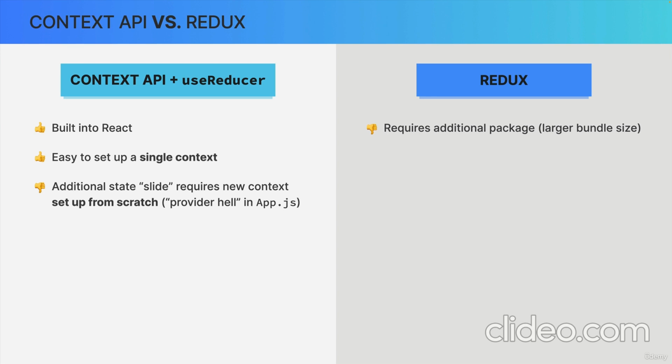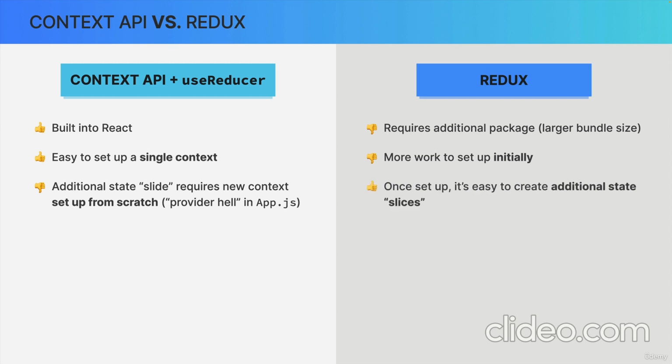And this can lead to something that we call provider hell, where you end up with many context providers in your main app component. On the other hand, Redux requires a bit more work to do the initial setup, but once that is done, it's quite straightforward to add additional state slices. All you need to do is to create a new slice file and add your reducers, but you don't need to create another provider and another custom hook.